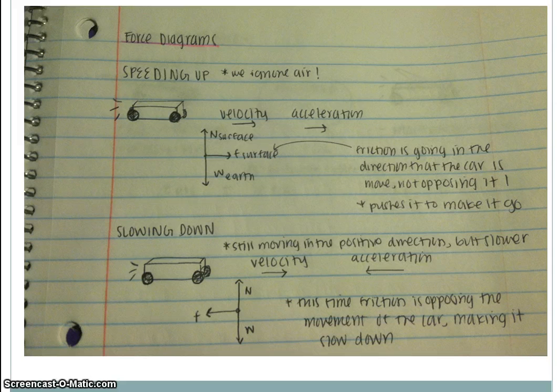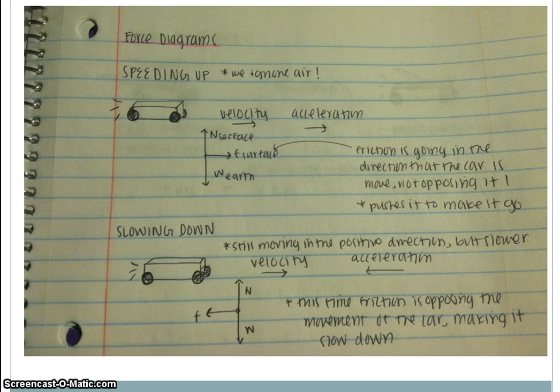These are the force diagrams for both when my car is speeding up and when it's slowing down. When it's speeding up, we basically ignore the air resistance, and we know that the velocity is moving in the positive direction and the acceleration is moving in the positive direction as well. We also know that when the car is speeding up, the friction is going in the same direction that the car is moving, and it's actually not opposing it, which is what pushes it to make it go. Friction pushes it to make it go.